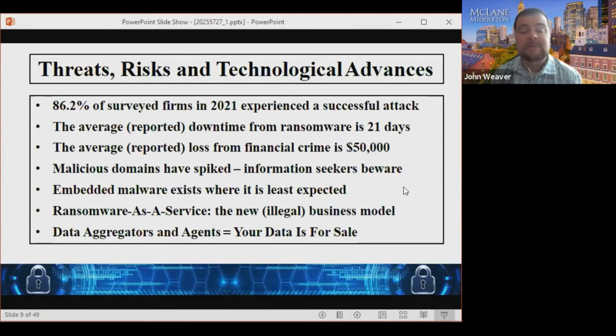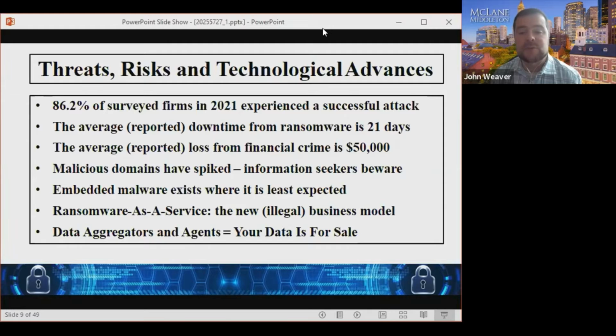Malicious domains have spiked. Information seekers beware. What that means is there are more bad websites out there, bad links that, if you click on them, could bring malware into your system without you realizing it. Embedded malware exists where it is least expected. As I mentioned before, there are spoofed emails potentially coming from colleagues, from clients, from peers, where their email either has been hacked or their system is being watched and their email is being spoofed. And hackers are able to send really legitimate looking emails that could have malware in them, and you just don't expect it because you think it's from a trusted source.